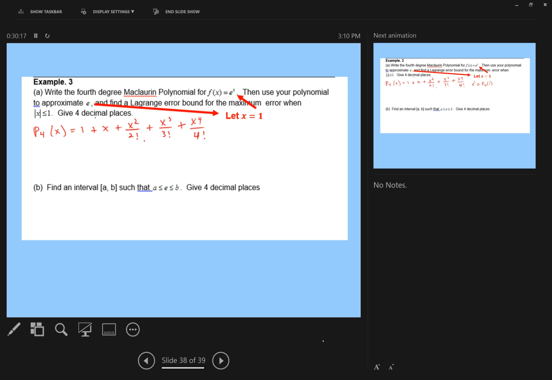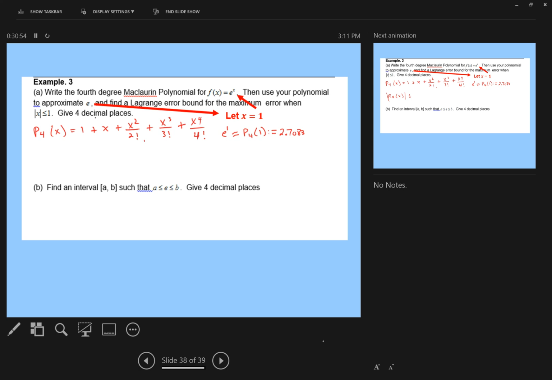Let's see, then use your polynomial to approximate e. Okay, so what does that mean? Plug in a 1 everywhere you see an x. What do we get if we plug in a 1 everywhere we see an x? Don't we get 1 plus 1 plus 1 squared over 2 factorial plus 1 cubed over 3 factorial plus 1 to the 4th over 4 factorial? Everybody see what I'm doing? I'm just plugging in 1. So I'm saying the value of e to the first is approximately this polynomial, which comes out to be 2.7083. Everybody understand what I did to get that?